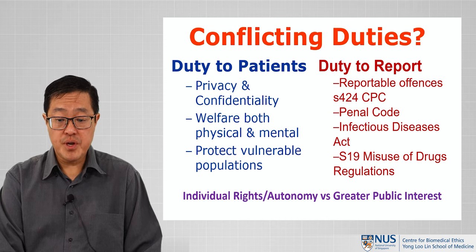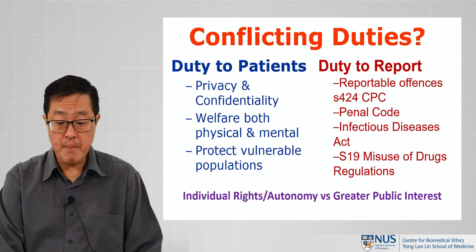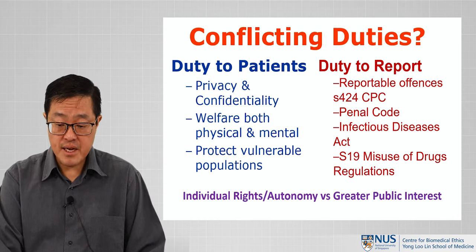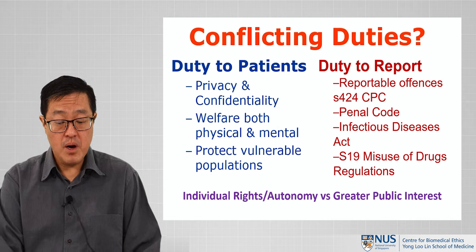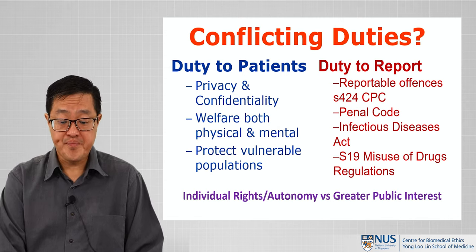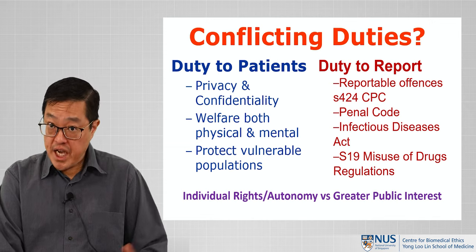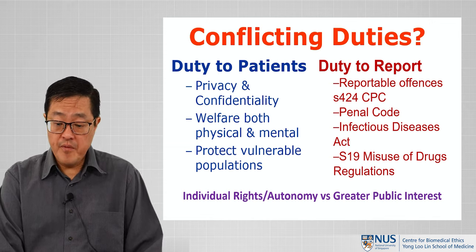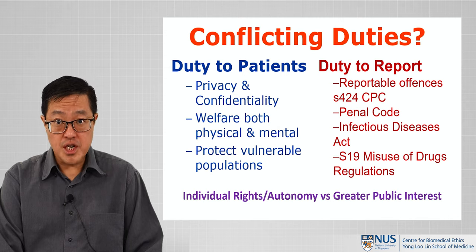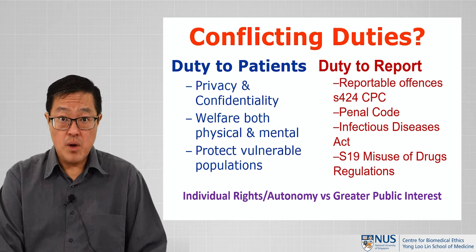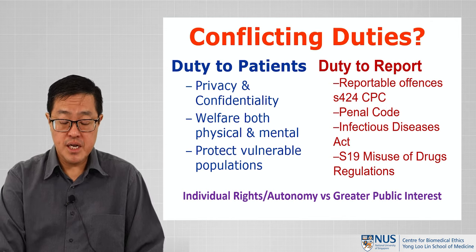Then, of course, the duty to report. We talked about reportable offences under Section 424 CPC, Penal Code, Infectious Diseases, Misuse of Drugs Regulations as some examples. The Infectious Diseases Act, I will touch on a little bit more in a short while. So we're looking at individual rights and autonomy, which is a public interest in itself, versus greater public interest, which mandate and or permit breach of confidentiality in specific circumstances.